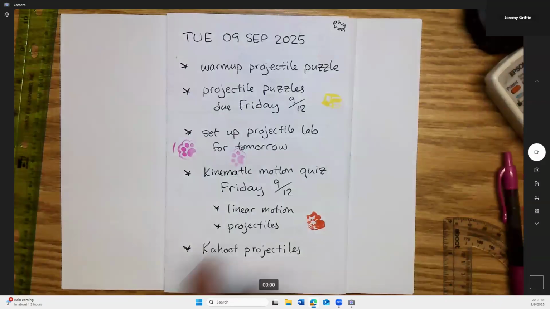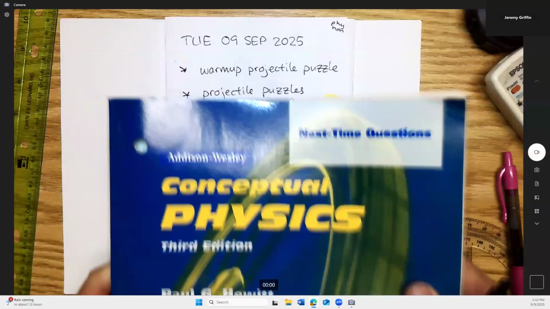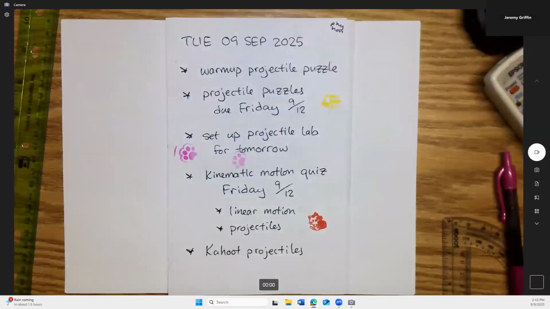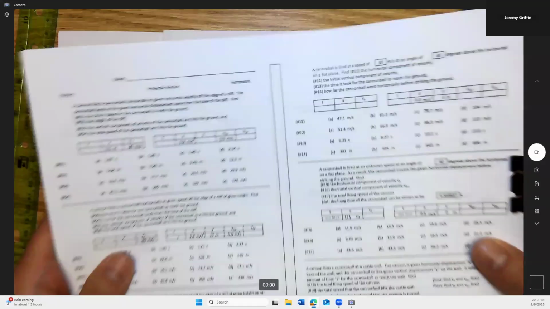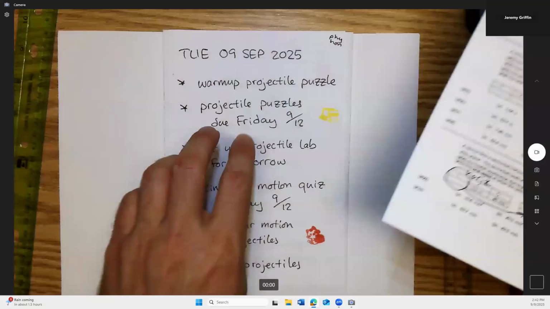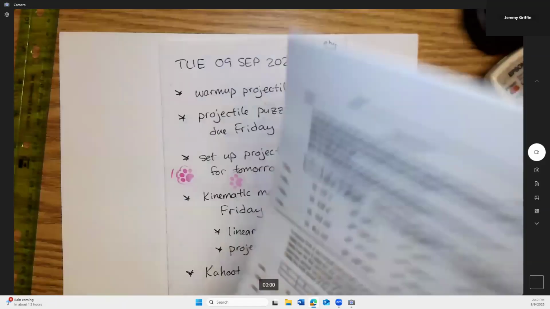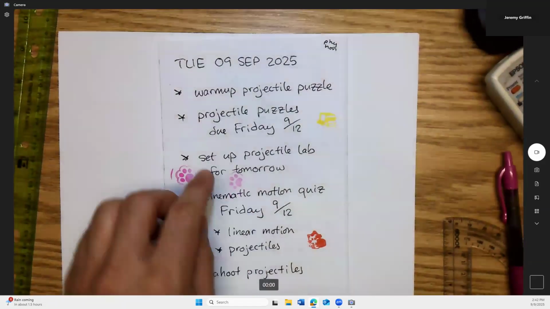So I have a couple of warm-up projectile puzzles for you guys from this book we'll look at pretty soon here. These are the projectile puzzles we've been working on the last few days. I'll see how much time we have by the end of class today, and if we have any spare time, I'll work more of these with you guys. Okay? And these are, of course, due on Friday.